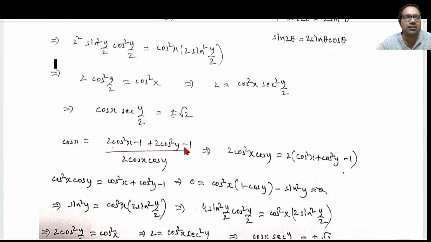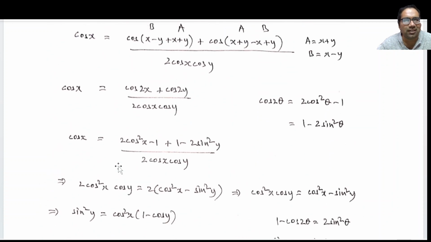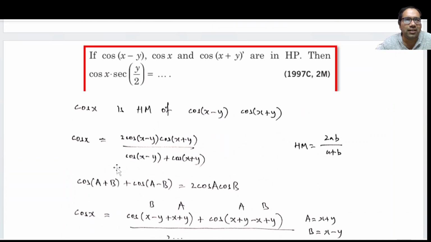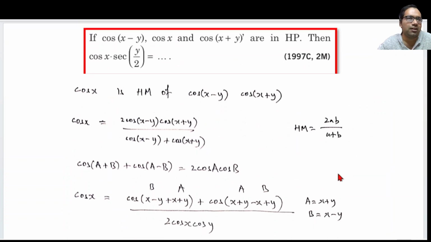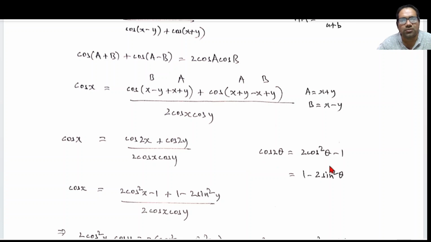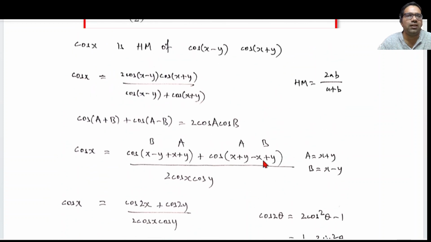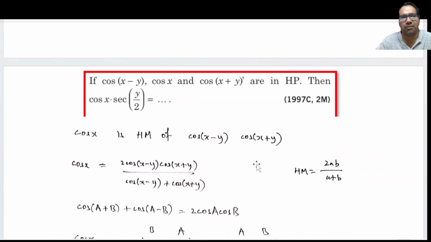This is the same result that we have got. Whether we express cos 2 theta in terms of cos or in terms of sine, it will still give the same result. Right, guys? A simple problem. Only the little trick is to know that the harmonic mean formula is 2ab by a plus b, and be able to use this formula. Cos of a plus b plus cos of a minus b is 2 cos a cos b, and cos 2 theta is 2 cos square theta minus 1, and sin 2 theta is 2 sin theta cos theta. Very simple manipulations of trigonometric identities. Right, guys? Thank you.